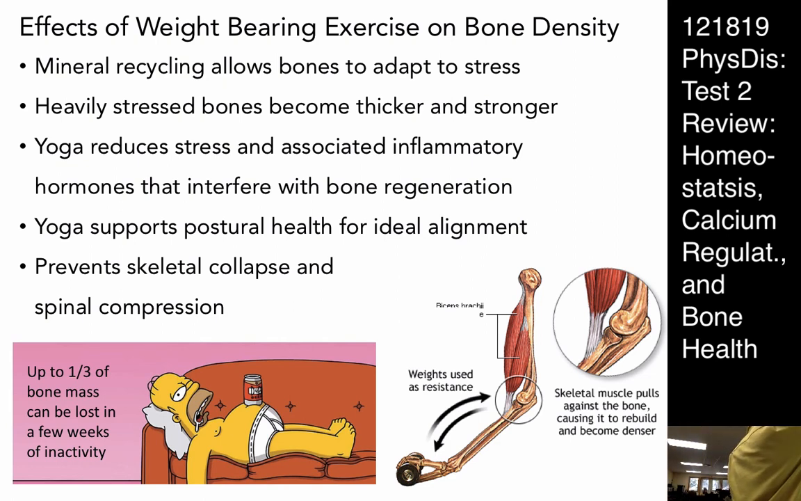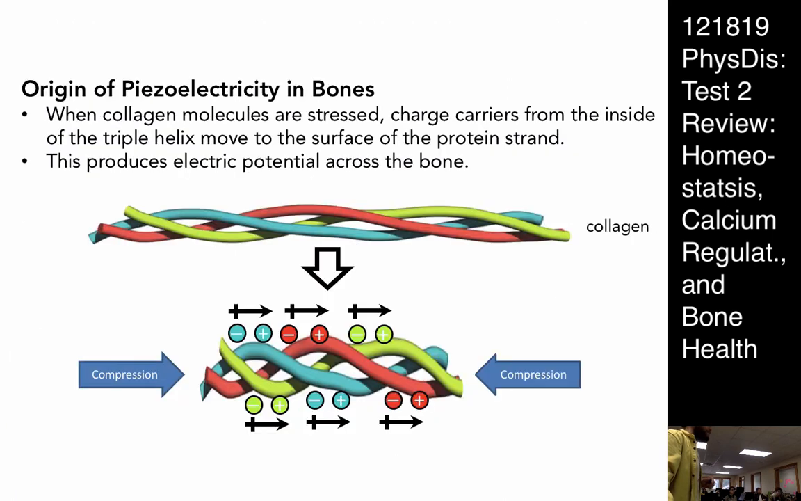Heavily stressed bone becomes thicker and stronger. The more you use it, the more it's going to respond. So, for example, like Manhattan, right? It's under this huge amount of stress. There are so many people that want to be in Manhattan. The more people that are there, the bigger you're going to build the buildings. The thicker and stronger the buildings become. I think that's the points in this slide.